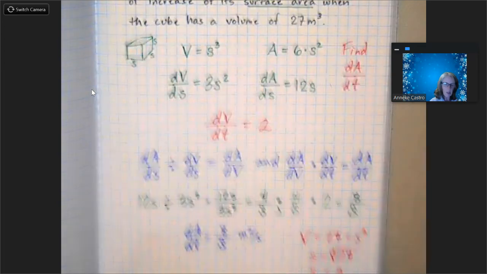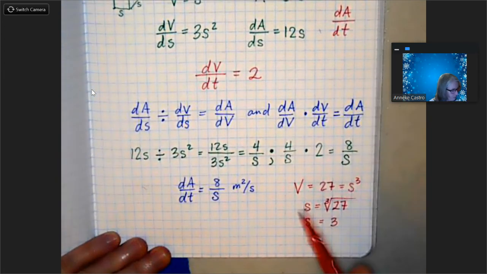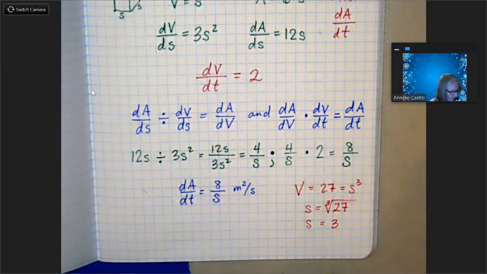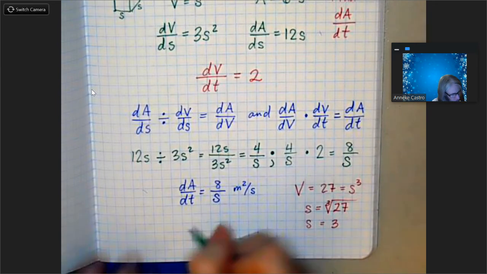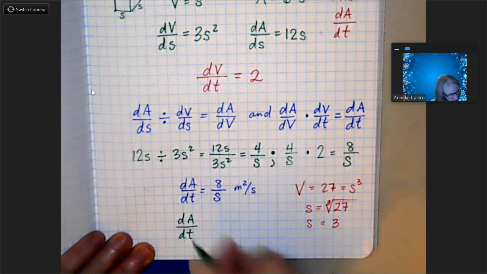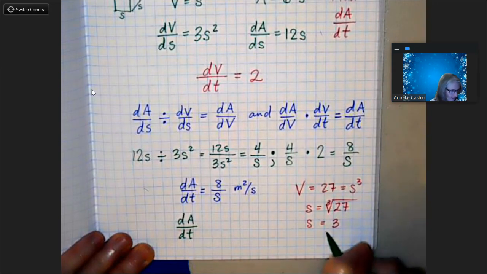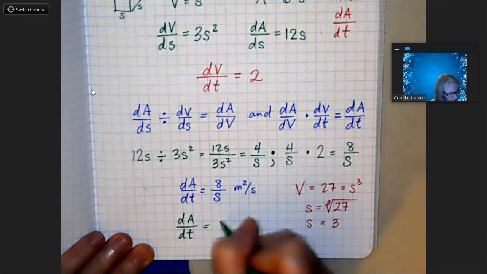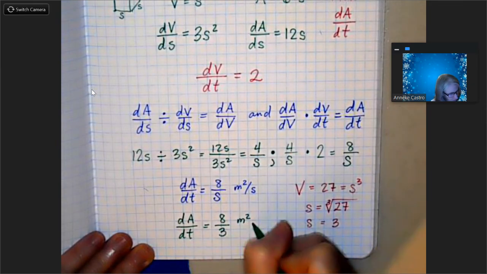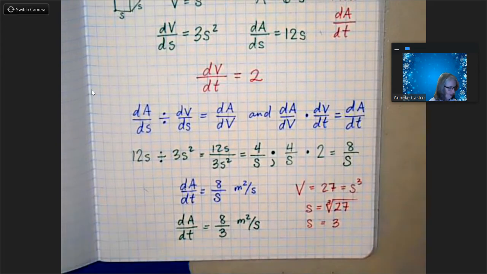And so now I can substitute in my 3 for my s. Oops, running off the bottom of the page. And so I get my final answer. The rate of change of the surface area when the side length is 3, or the volume is 27, is equal to 8/3 meters squared per second.